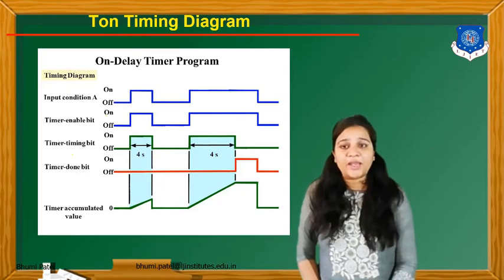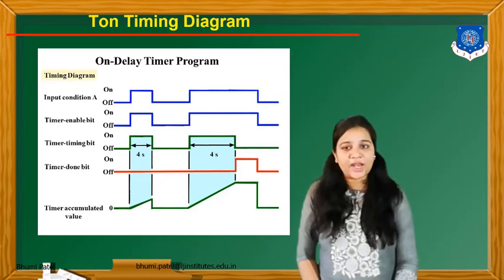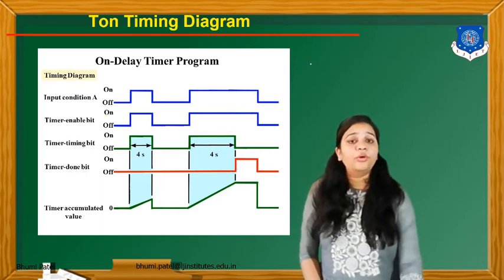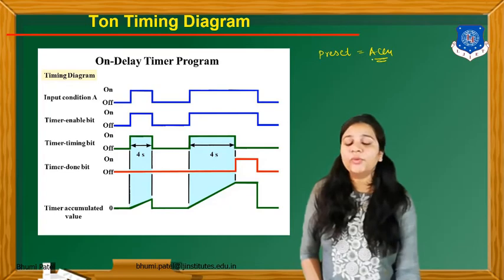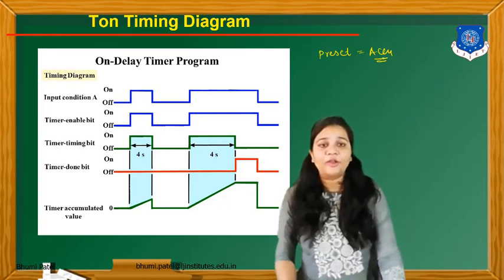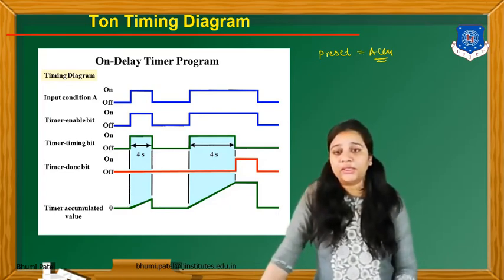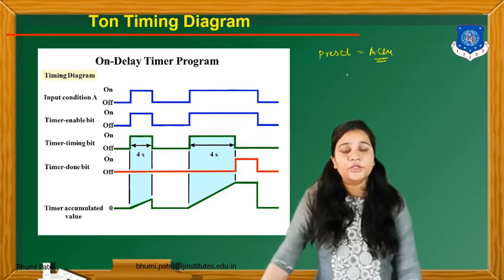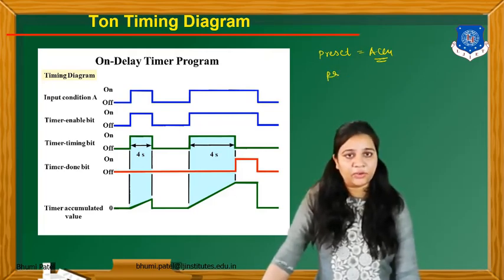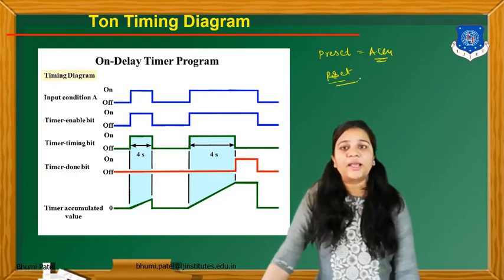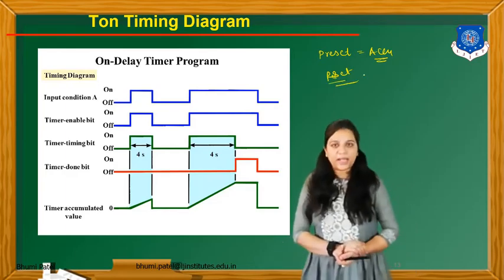That time the timer timing bit will start timing up to where the preset value is equal to the accumulator value. If both values are equal, the done bit will go high. After that the timer will be reset. Okay, so this is the simple timing diagram of the T on timer.